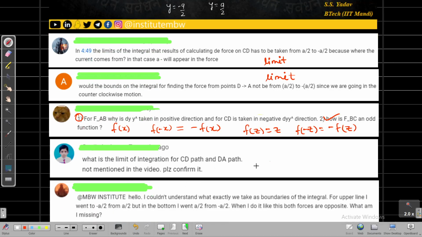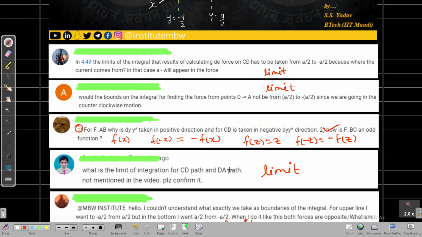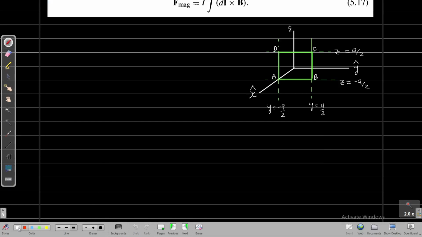So this is again the limit of integration, and this is again a limit. I will clarify your doubt. So let's get started.